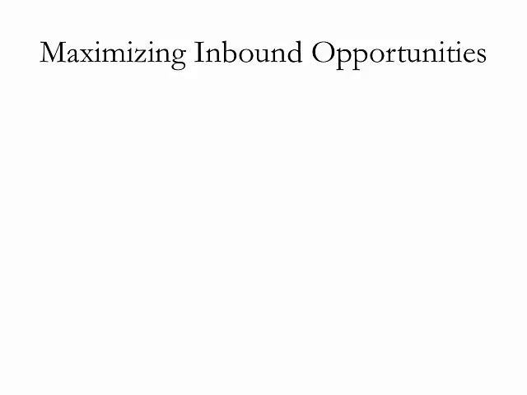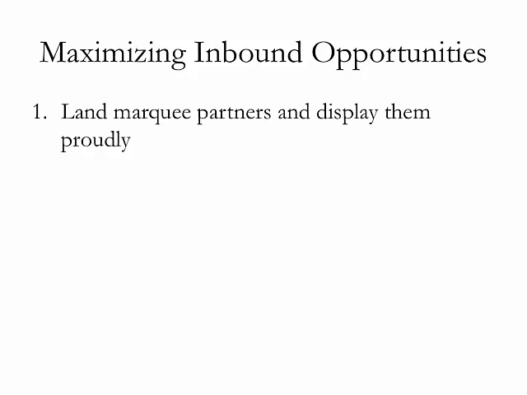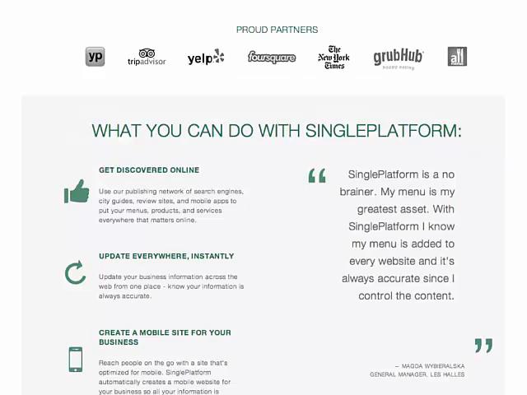Okay, let's talk about a few ways to maximize inbound opportunities. First way, land marquee partners and display them proudly. If you want to be the industry standard, you have to look like the industry standard. A great way to do this is to go out, get amazing partners or deals, and then put those logos on your website. In the agreement, make sure that you have the right to do this. Here's an example from Single Platform, my previous company, where we display all of the partners that people look to in the industry on our page.